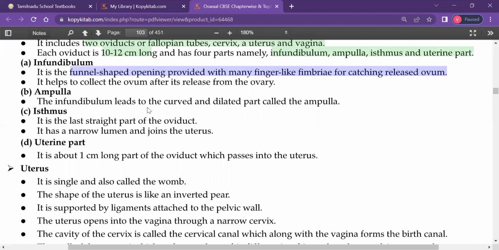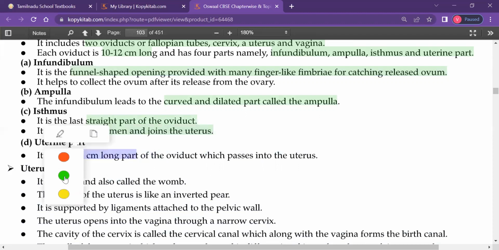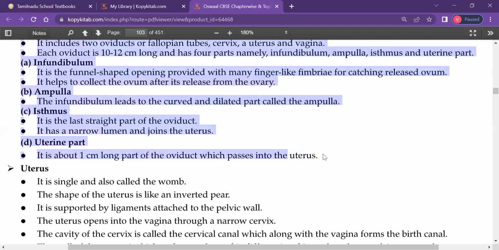Ampulla. The infundibulum leads to the curved and dilated part known as ampulla. Then isthmus. It is the last straight part of the oviduct. It has a narrow lumen and joins the uterus. Uterine part, it is about 1 centimeter long, which passes into the uterus.